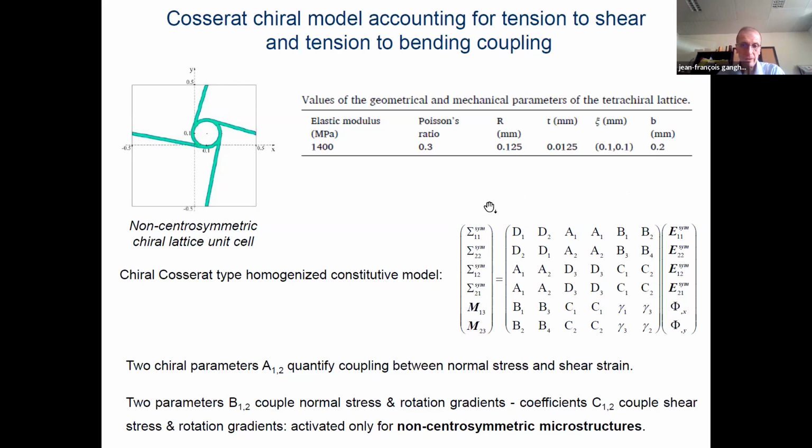So I will not explain the classical part of this matrix, just to mention that we have 2 chiral parameters, A1, A2, which quantify the coupling between the normal stress and the shear strain. We have 2 parameters, B1 and B2, which couple normal stress and rotation gradients. And we have also 2 coefficients, C1 and C2, which couple shear stress and rotation gradients, and they are activated only for non-centrosymmetric microstructures.